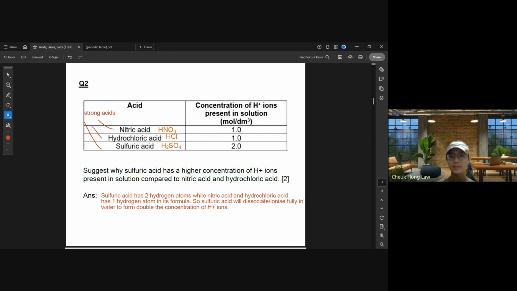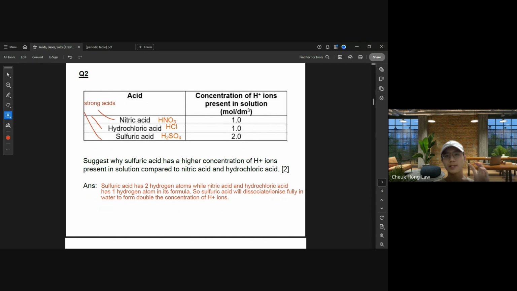So the question has 2 marks. The first mark comes from saying that sulfuric acid has 2 hydrogen atoms, while the other 2 acids have 1 hydrogen atom. Then the second mark comes from saying it will ionize fully to form double the concentration.